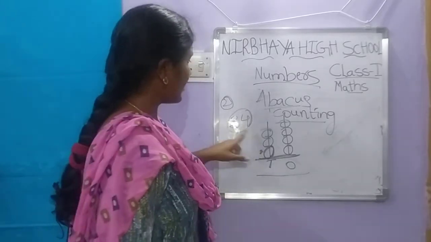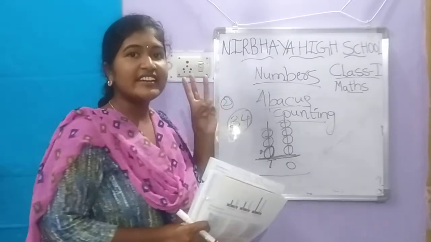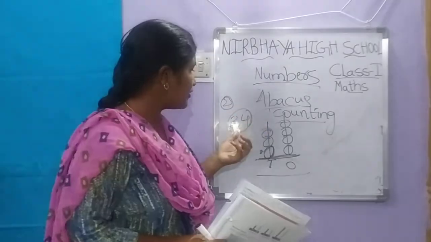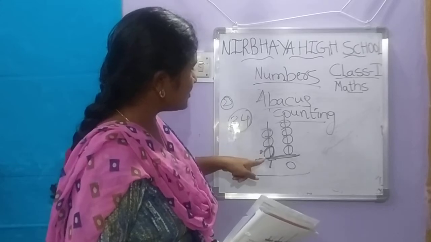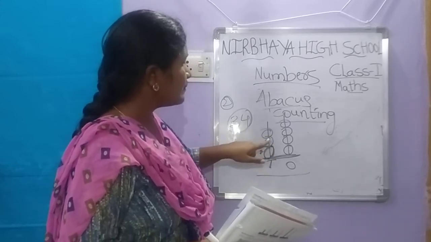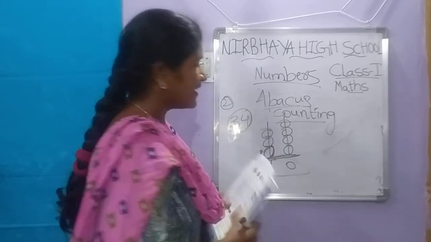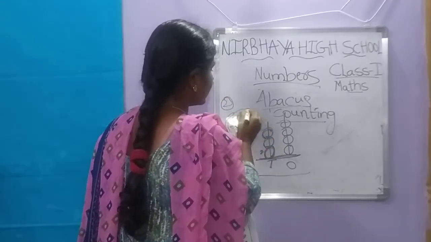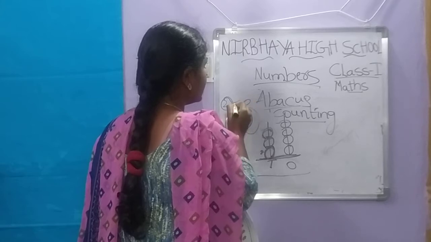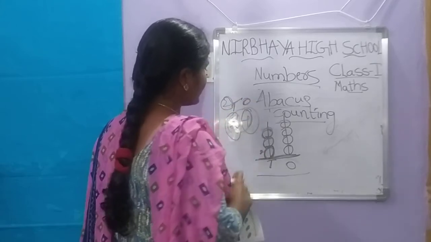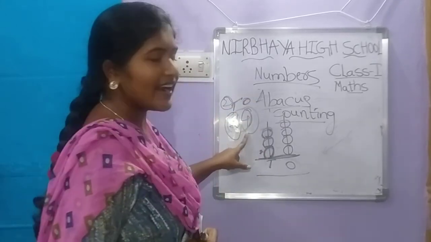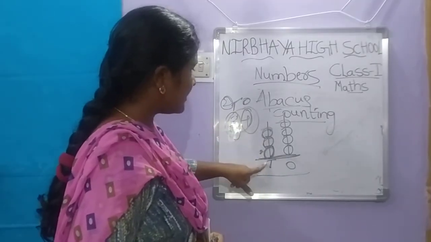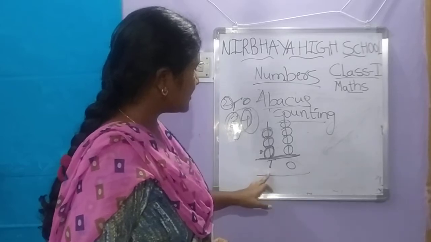How many tens in 34? 3 tens are there, so we want to express 3 tens. 3 tens means we want to draw 3 green beads in the tens place. This is the tens and this is the ones: left hand side tens and right hand side ones. So we show 3 green beads in the left hand side, in the tens place.